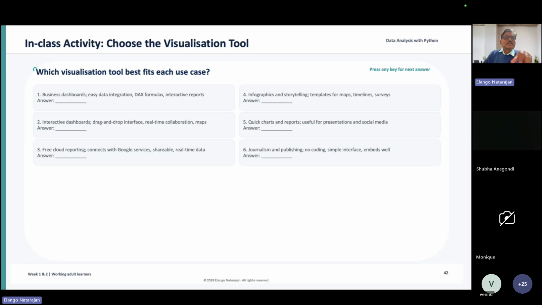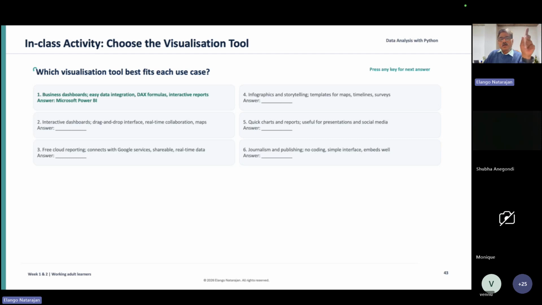So I just give you some use cases here and the tool that suits each use case. In case you are aiming to have business dashboards, in the sense you want to visualize your data in beautiful graphical form, you can go for Microsoft Power BI. Microsoft Power BI gives you complete text formulas. You can make interactive reports with Microsoft Power BI.